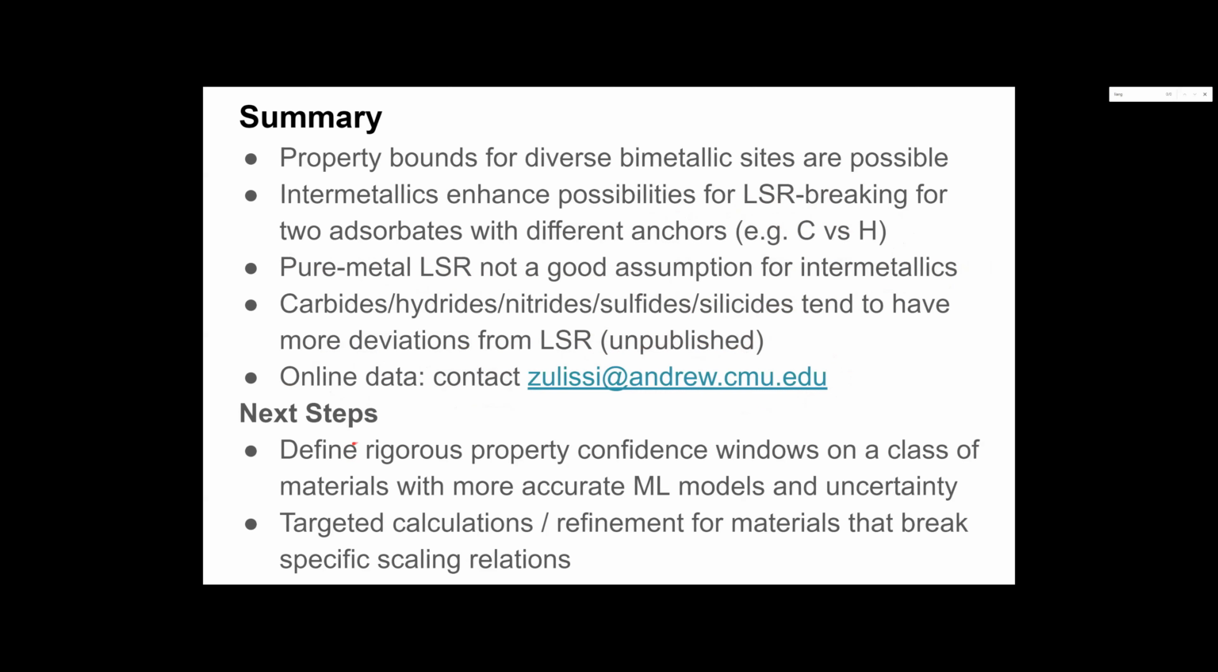And the next steps, I think, are really coming up with ways of defining rigorously what are the confidence windows on a class of materials. So can we guarantee or can we prove that we have found maximal properties for something like intermetallics? And basically, when do we know when to just move on and target another material if they aren't going to satisfy the properties we want? And the other thing is active learning to specifically target materials that break scaling relations is an open area of research.